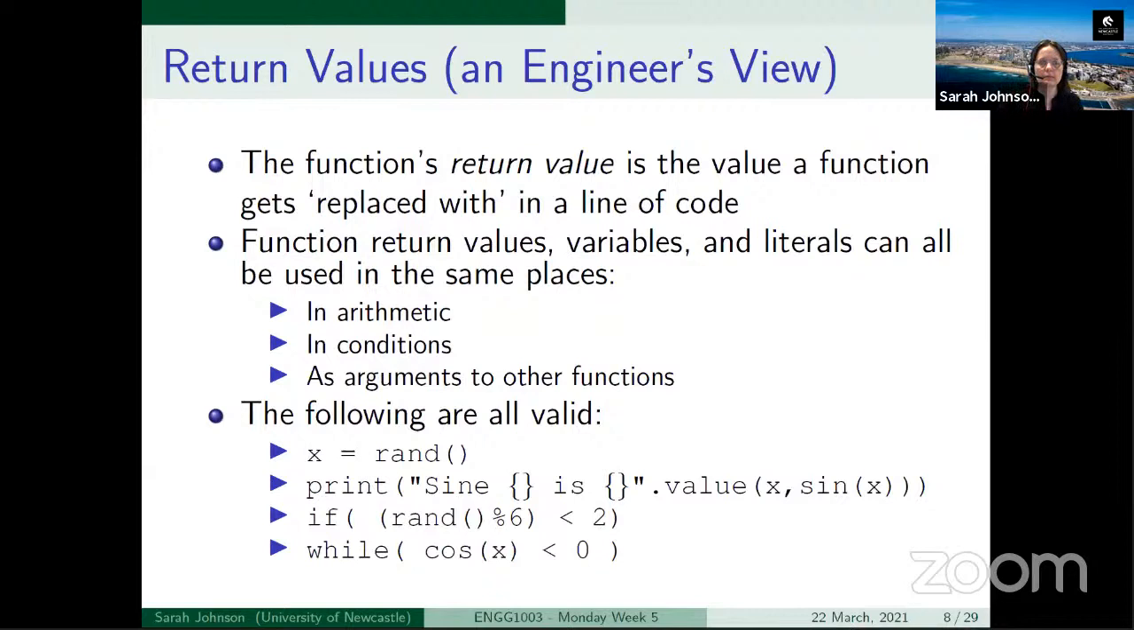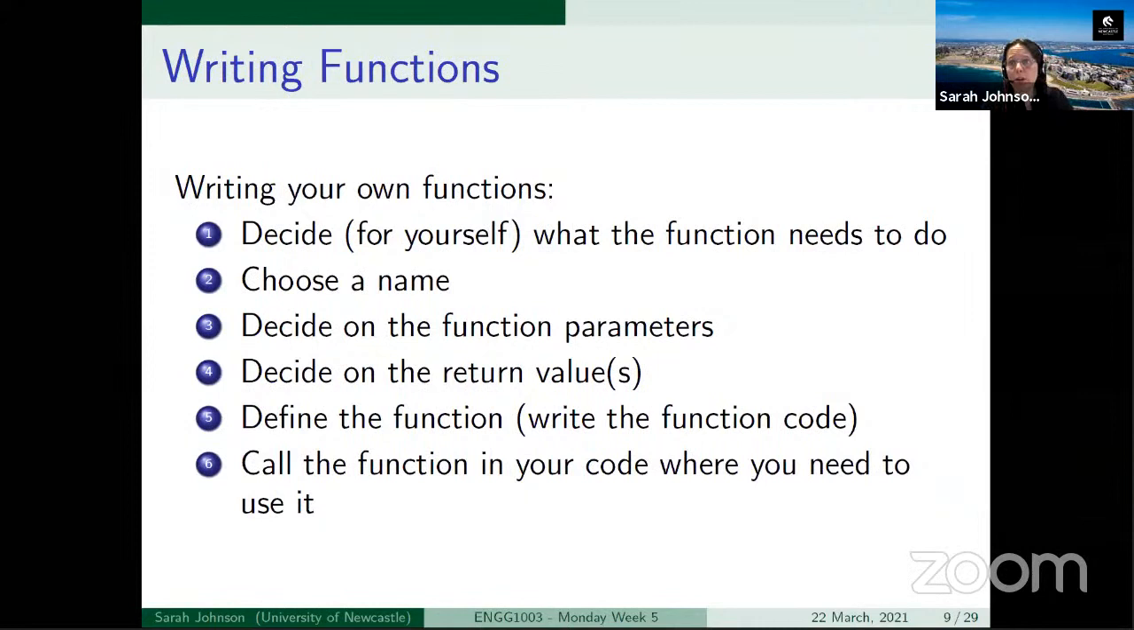Okay, so far we've talked about things you've already done. Now we're going to talk about the new stuff. And the new stuff is where you get to write your own functions. So what do you need to do? There's a 6-step process if you want to write your own functions. First of all, you need to know what the function needs to do. And nobody can tell you that for you. If you're writing the function, then you yourself need to define what that function needs to do.